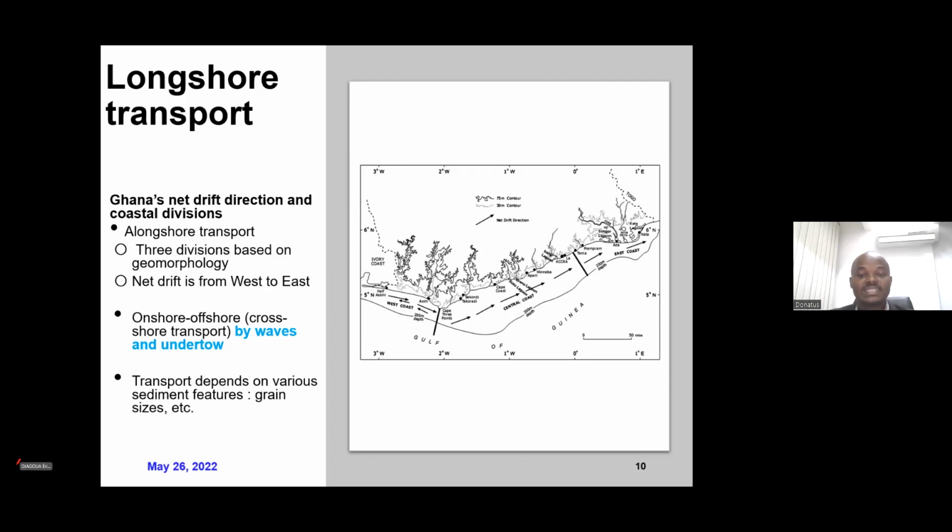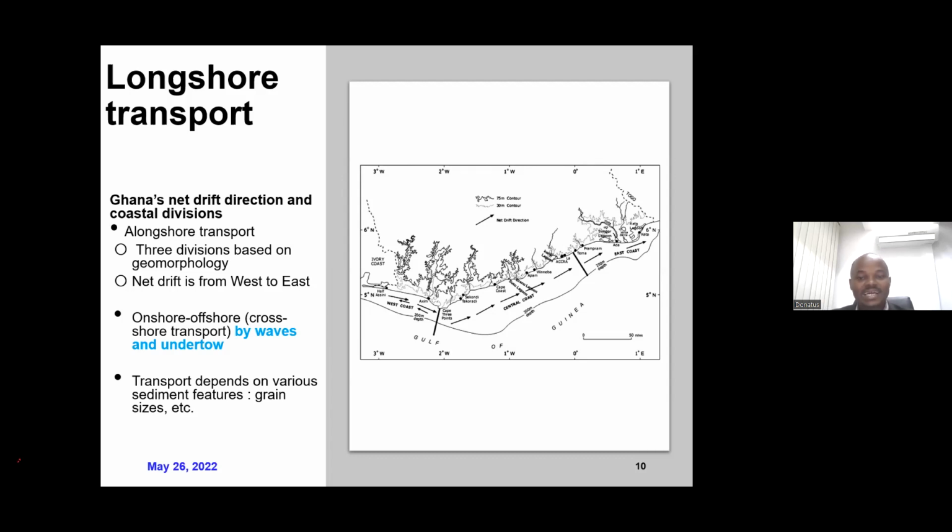Looking at the three different sections, as I did indicate, the central to the eastern section are purely to the east. But at the western section, we have some of the sediment moving back towards the west. But on the whole, alongshore sediment drift is from the west to the east.